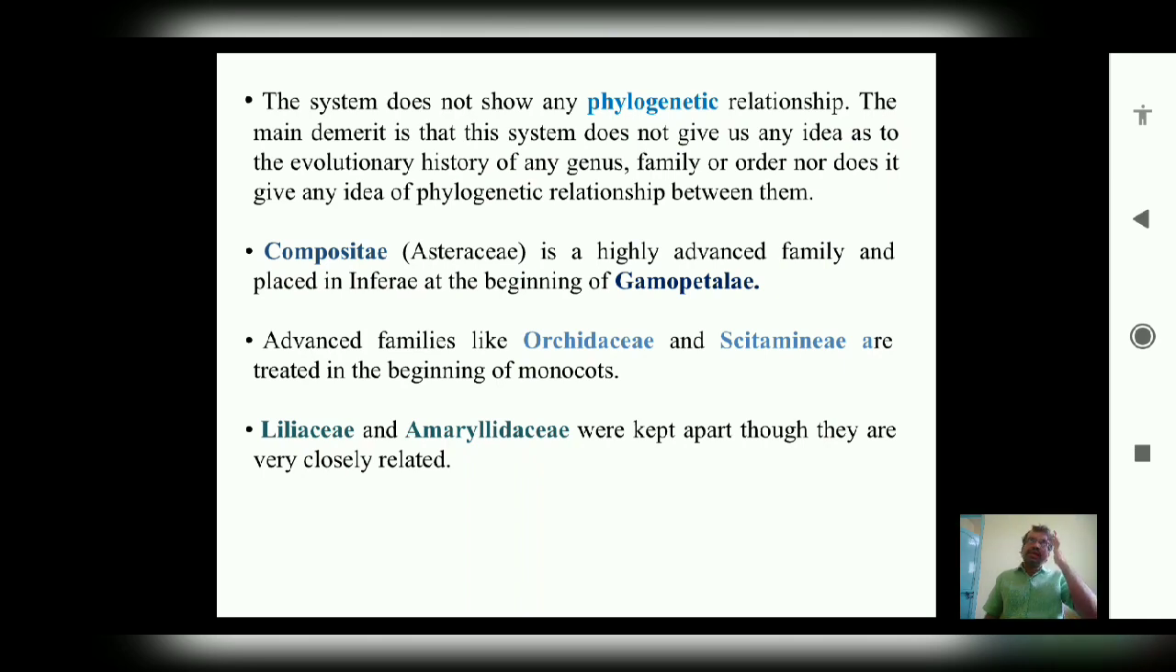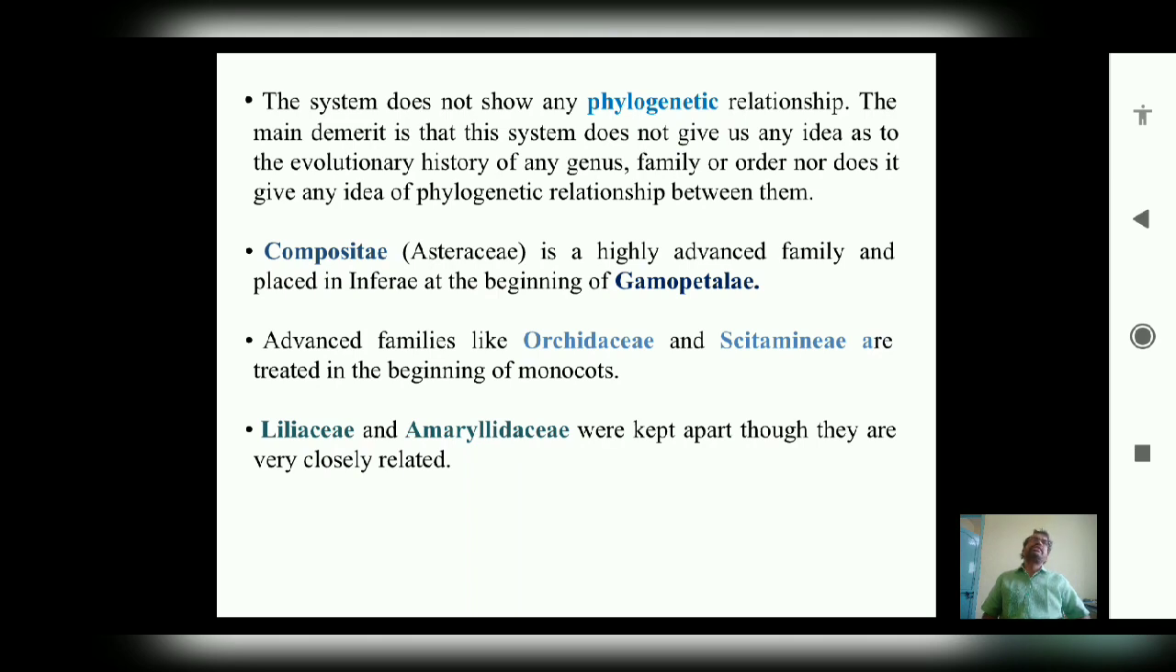And the system does not show any phylogenetic relationship. The main demerit is that this system does not give us any idea as to the evolutionary history of any genus, family, or order, nor does it give any idea of phylogenetic relationship between them. Compositae is a highly advanced family, and it was placed in Inferae at the beginning rather than at the end of the classification.